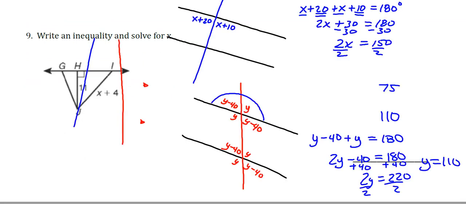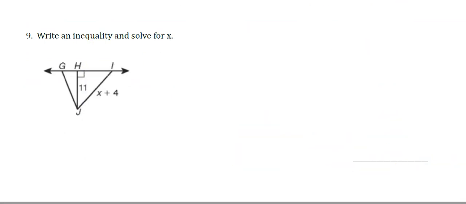All right, number 9, write an inequality, solve for x. So we learned that if you have a line and a point that's not on the line, the shortest distance is the perpendicular. Perpendicular to a line from a point, that's the shortest distance. So I know that HJ must be a shorter distance than JI.